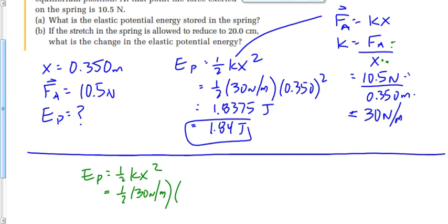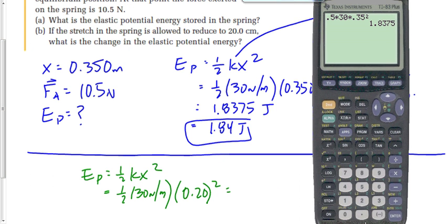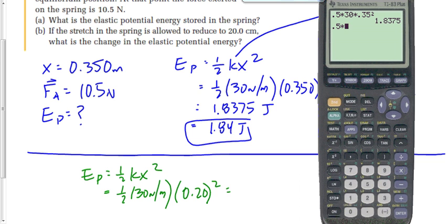Now, the only thing that changes here is the displacement. We're going to make it 0.20 meters instead of 0.35 meters. And when I do that, what do I get? 0.5 times 30 times 0.2 squared gives me 0.6.